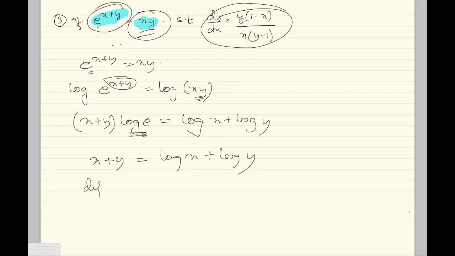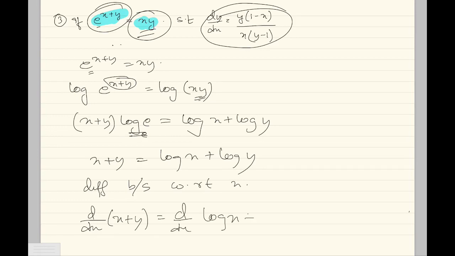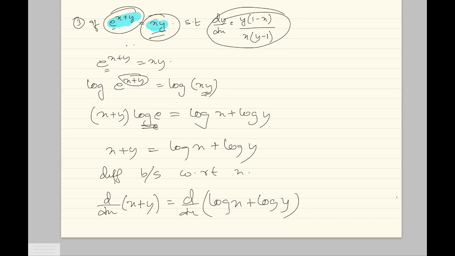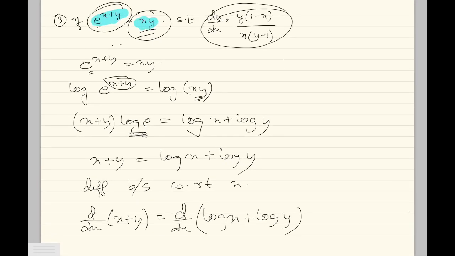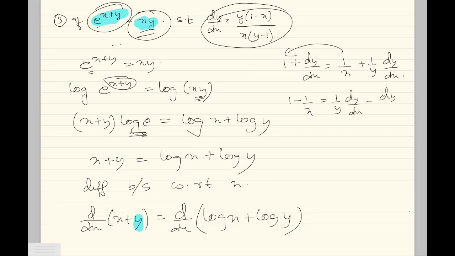Now differentiate. So differentiating both sides with respect to x, what do you get? d dx of x plus y equals d dx of log x plus log y, correct? Let's differentiate. What is d dx of x? I'll write here 1. What is d dx of y? I'll get dy by dx. That side, d dx of log x is 1 by x, d dx of log y is 1 by y dy by dx. So ultimately 1 minus 1 by x, this comes here, equals 1 by y dy by dx minus dy by dx.